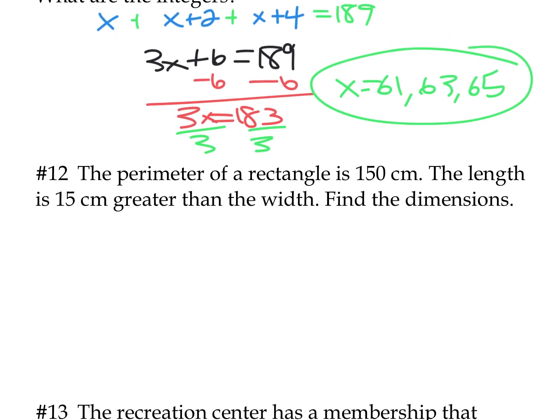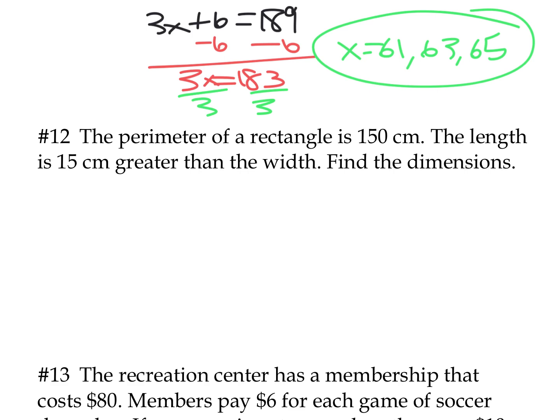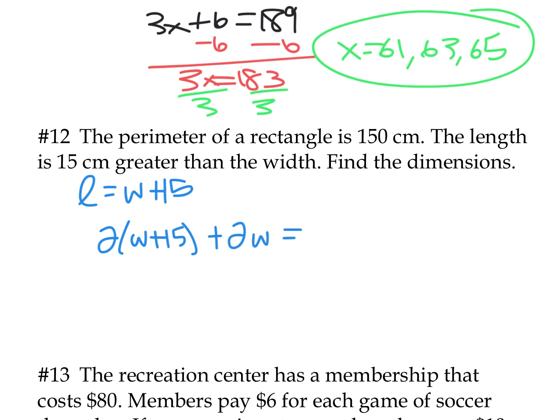Our next one: the perimeter of a rectangle is 150 centimeters. The length is 15 centimeters greater than the width. So the length is 15 more than the width, right? The length is w plus 15. The perimeter of a rectangle is 2 lengths, so we're going to have 2 times w plus 15, plus 2 widths, equals 150, right?